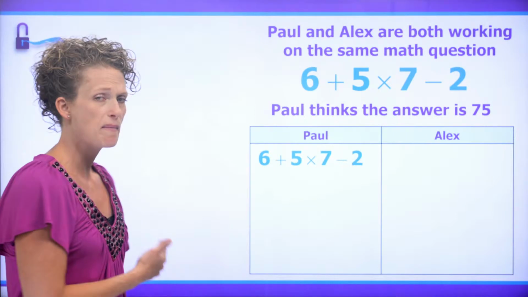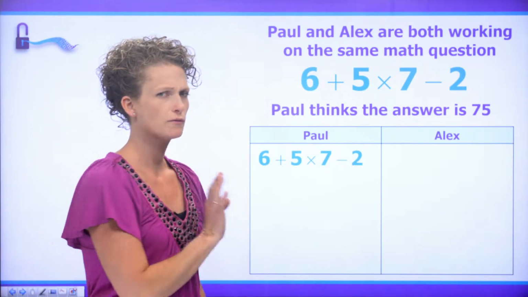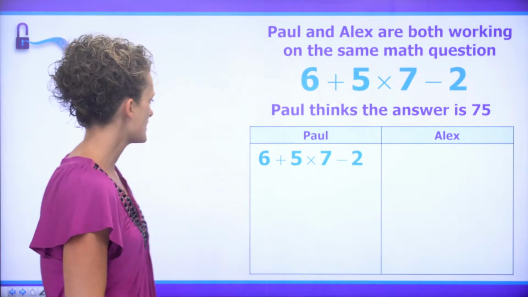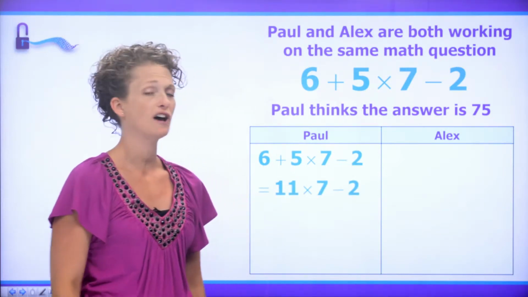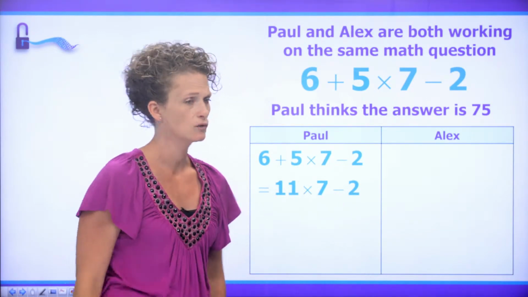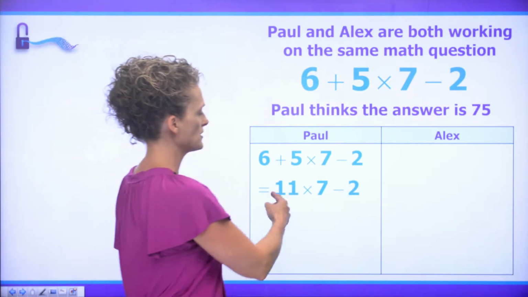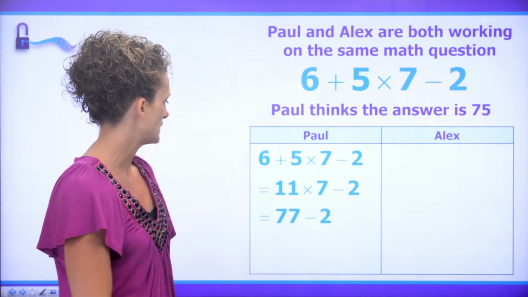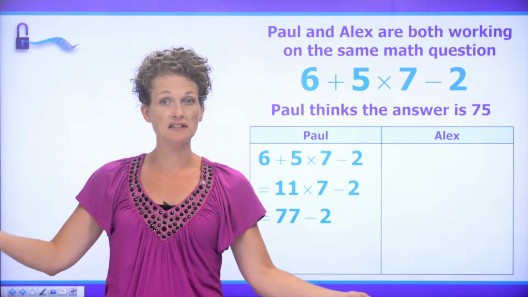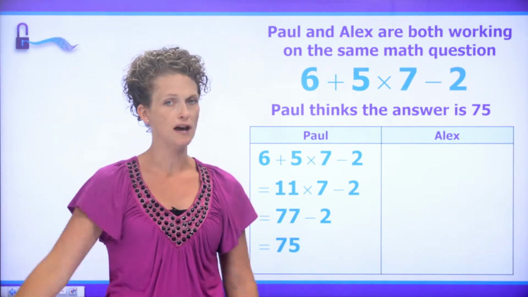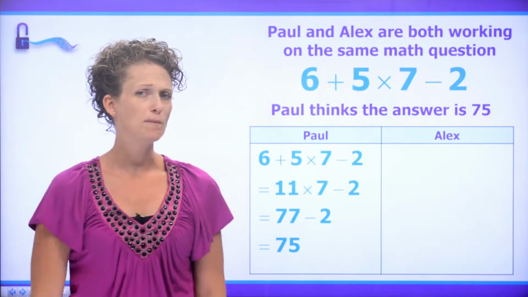Now, Paul knows that math is its own language, and we read from left to right. So he says, I'm going to solve this problem from left to right. So I'm going to add 6 plus 5, and I'm going to get 11. Now notice he wrote everything else very nice and neat and organized. And then he says, okay, I'm going to multiply 11 times 7, and I'm going to get 77. And the last thing he says is now I only have to subtract 2. So 77 subtract 2 is 75. So Paul feels pretty happy about himself.